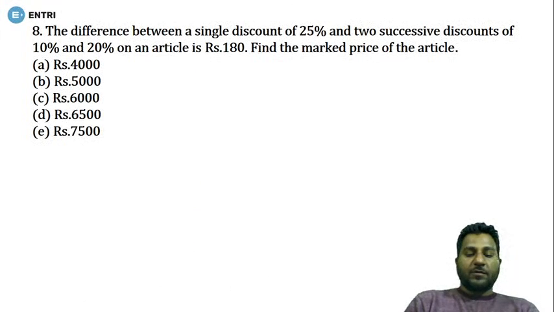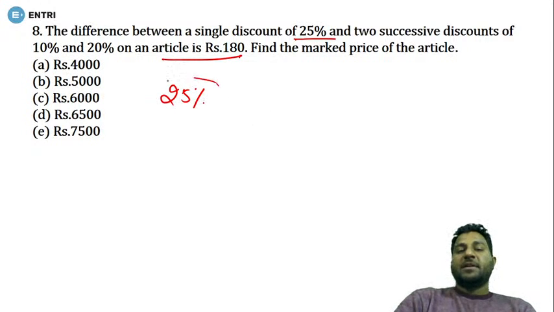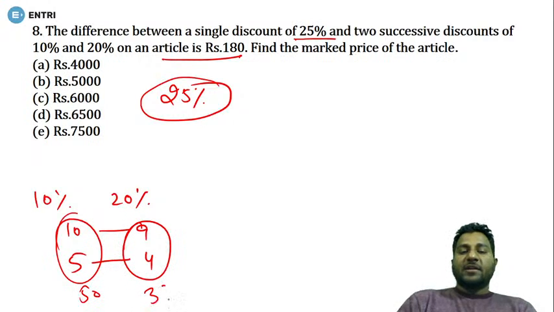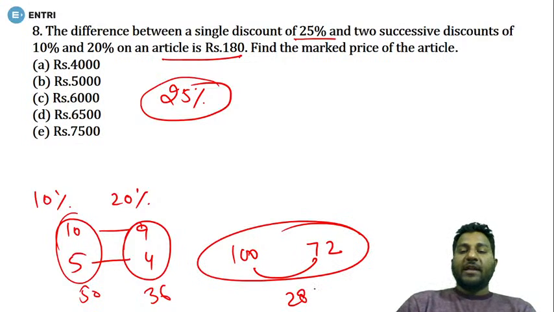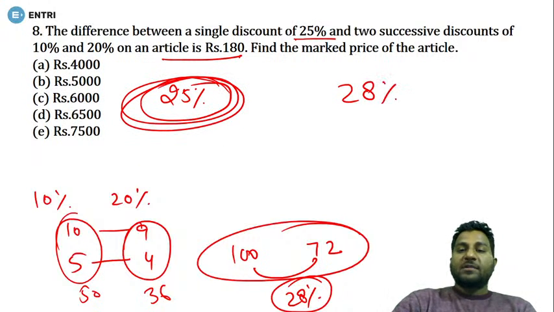Let's solve the next one. The difference between a single discount of 25% and two successive discounts of 10% and 20% is 180. So look at this. 25% is the single discount, and the two successive discounts are 10% and 20%. From 10 to 9, from 5 to 4, from 50 to 36. That means from 100 to 72. That means the whole discount is 28%. So earlier we were seeing 25% discount, now we are seeing 28% discount.